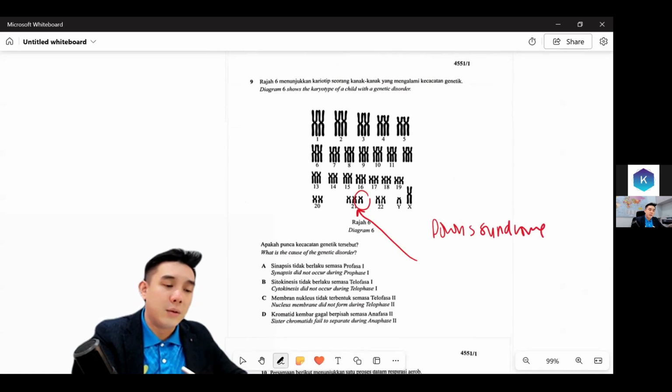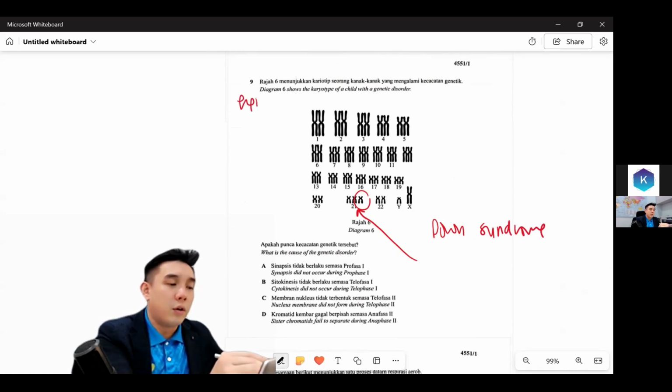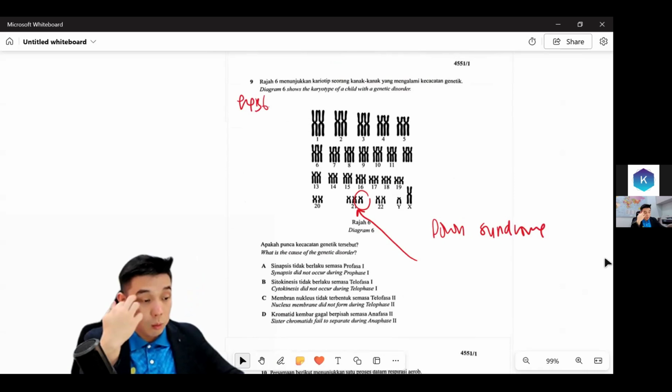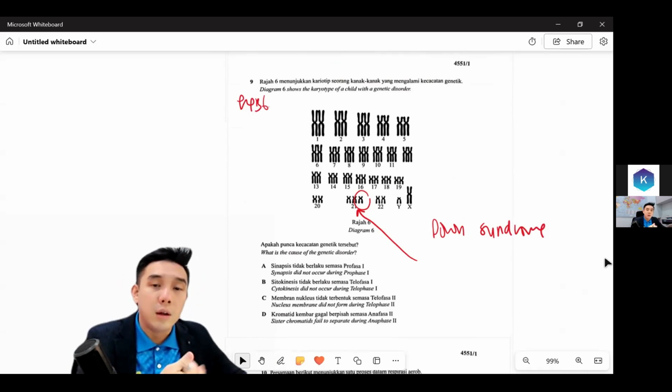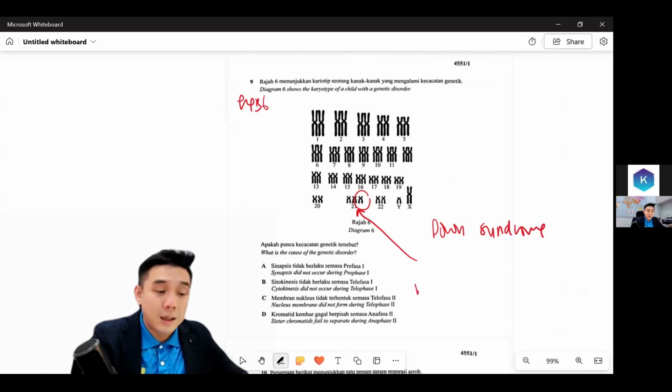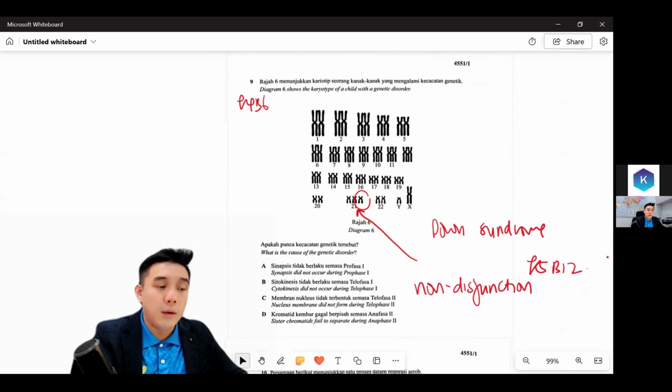Sorry, it's to do with Down syndrome. Okay, Form 4, Part 6. Now, what is the cause? It occurs when there is this thing called non-disjunction. You see this a few times. The last time you see it is in Form 5, Chapter 12.